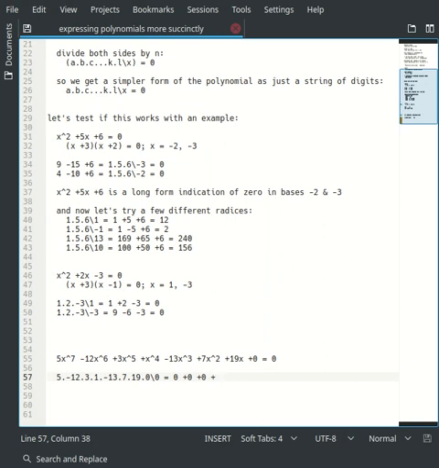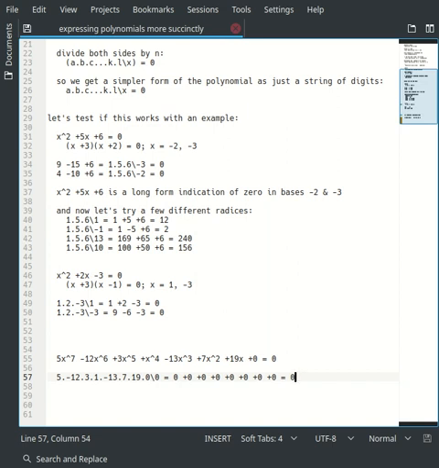0 to the 4th times 1 is 0. 0 to the 3rd times negative 13 is 0. 0 squared times 7 is 0. 0 times 19 is 0. 0 to the 1st is 1, but now we're going to multiply it by the coefficient 0, so we get 0. And that all equals 0.